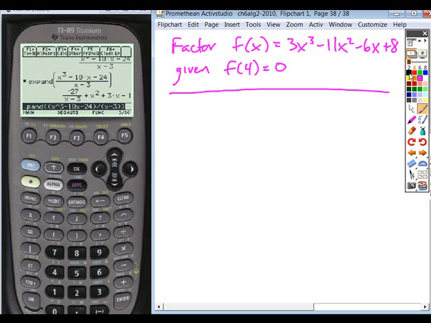So what factor would that equate to? So this right here tells you one of the factors is what? What factor would give you a 0 when x is 4? Good, x minus 4, right? So x minus 4 is the factor that's associated with f of 4 equals 0.